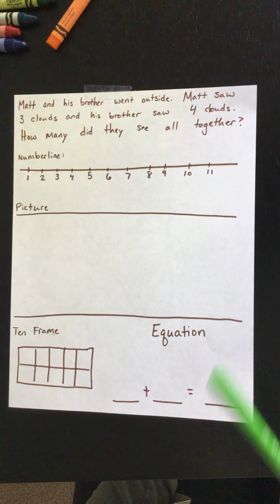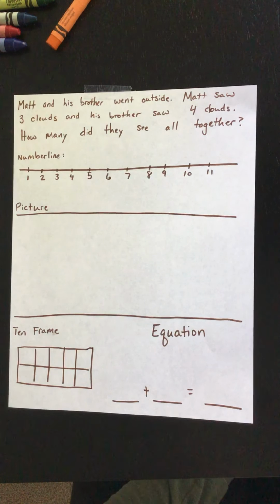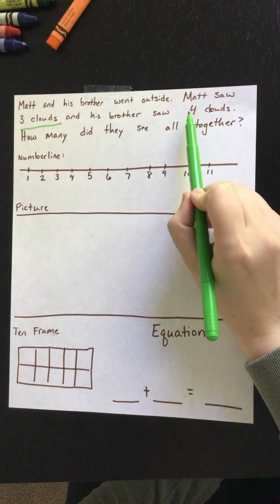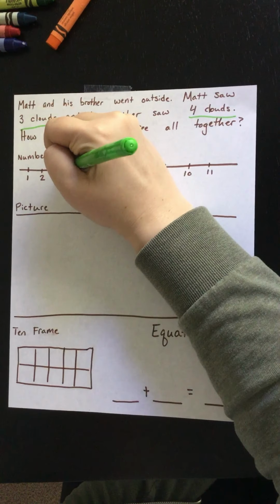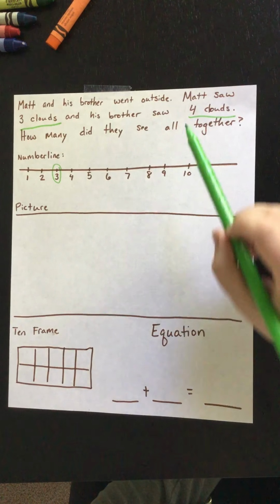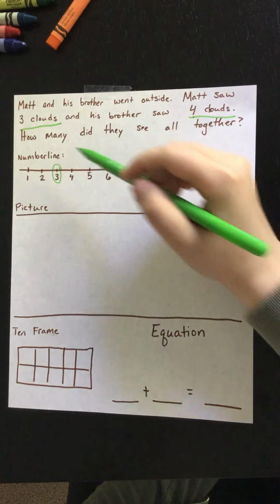So the first strategy we're going to use is the number line. So we know that in our story problem there's 2 very important numbers. Matt saw 3 clouds and his brother saw 4 clouds. So the numbers 3 and 4 are the numbers that we're adding together to find out how many we have. So we're going to start on the number line at the number 3. Do you know how many times we're going to jump on the number line? We're going to go 4 more on the number line because we got 4 more clouds.